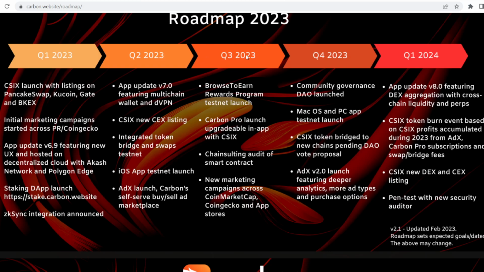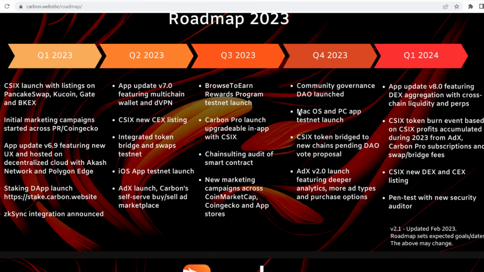Carbon Pro they will launch in quarter three, and also new marketing campaigns across CoinMarketCap and CoinGecko they'll launch at that time. Carbon Pro is the superior version of this browser, and in order to access it, you need to have the CIX token, and you have to pay the price in CIX token. That will create another use case for CIX, but that is in quarter three 2023. It is quite late.